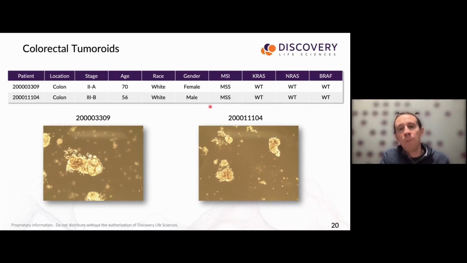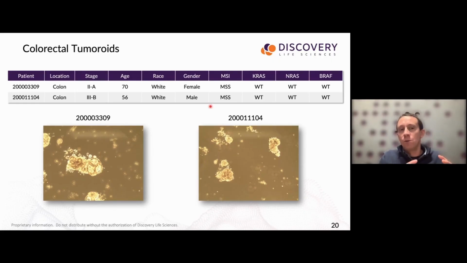Interestingly, for these two samples in particular, both happened to be MS stable. So there was no evidence of increased genomic instability, as well as being wild type for a couple key oncogenes that we looked at. What you see below are two bright field images of the working banks of these tumoroids. They do have slightly different morphologies, but this allows us to assess both their size and the quality of the specimen as we're growing them.